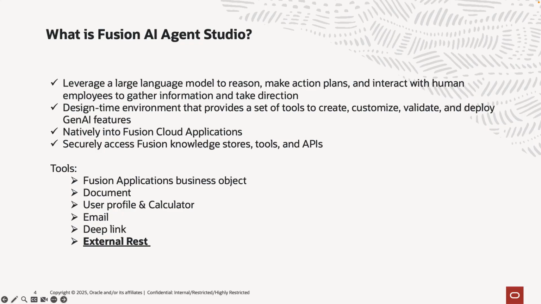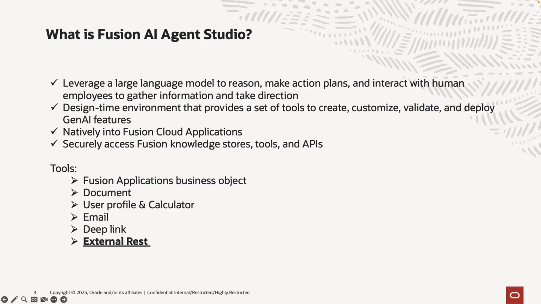So when you go into your SaaS environments, if you have the correct roles, you will see under the tools that you have the Agent Studio option there. And because this is natively built into Fusion Cloud, it provides secure access to the Fusion knowledge stores and the APIs internally. So when you create an agent, it leverages a large language model, right?